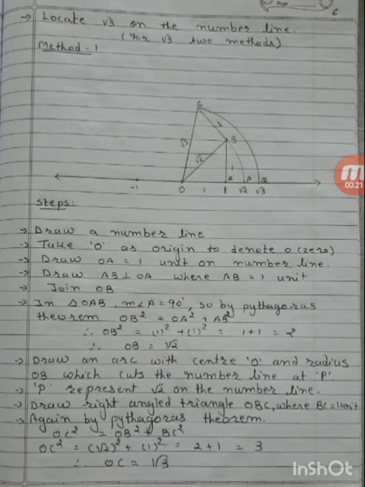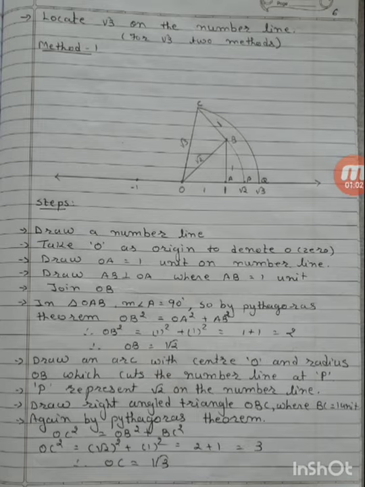First, draw a number line. Take O as the origin to denote 0. Here are O and A. Draw OA equal to 1 unit on the number line. Draw AB perpendicular to OA where AB is equal to 1 unit. Join OB. In triangle OAB, the measure of angle A is equal to 90 degrees. So by Pythagoras theorem, OB square is equal to OA square plus AB square. Then OB square is equal to 1 square plus 1 square, which is 1 plus 1, equal to 2. Then OB is equal to root 2.